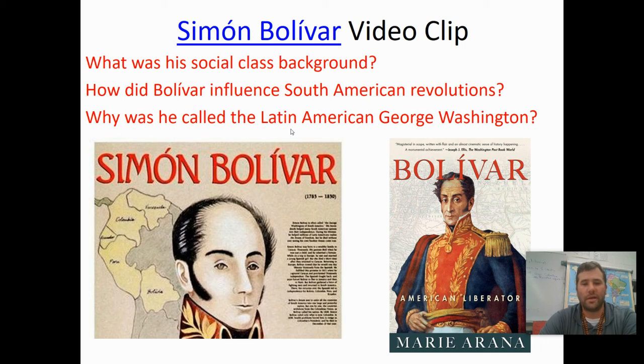He is an extremely important figure in South American, Latin American history. And he's a lot like George Washington. They actually call him the Latin American George Washington, because just like George Washington, he was a general. He was a plantation owner. He was educated on the Enlightenment. He led the wars for independence.